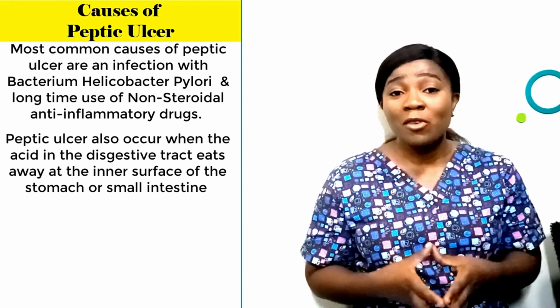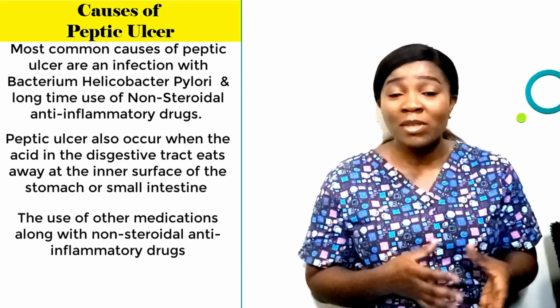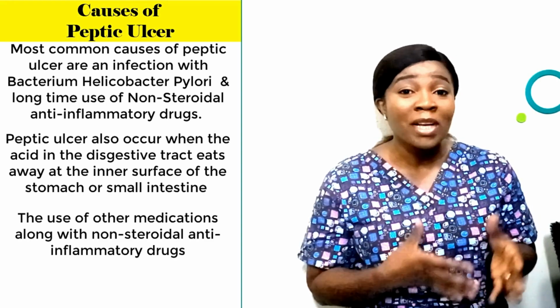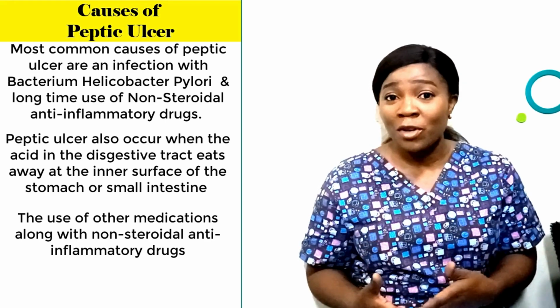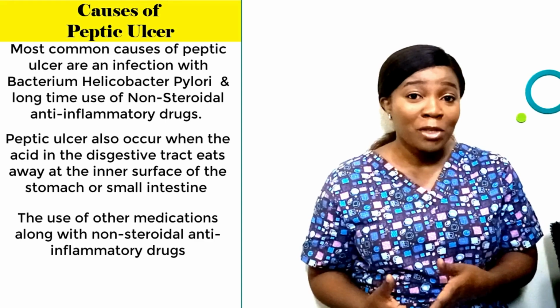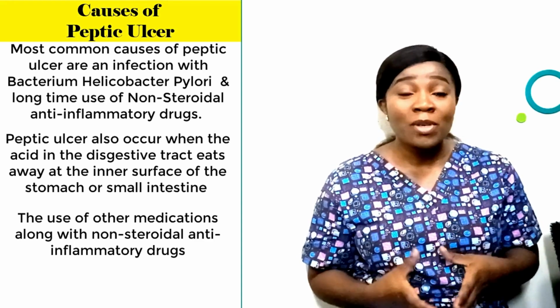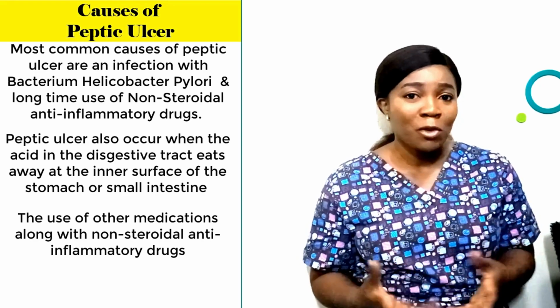Another cause of peptic ulcers is the use of other medications along with non-steroidal anti-inflammatory drugs, or the NSAIDs, like steroids, anticoagulants, selective serotonin reuptake inhibitors, that's the SSRIs, or low-dose aspirin. These drugs greatly increase the chances of developing peptic ulcers.